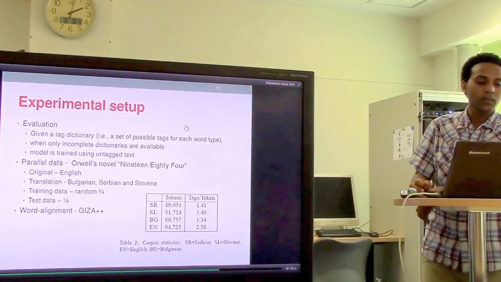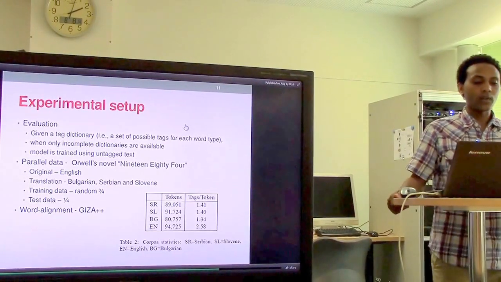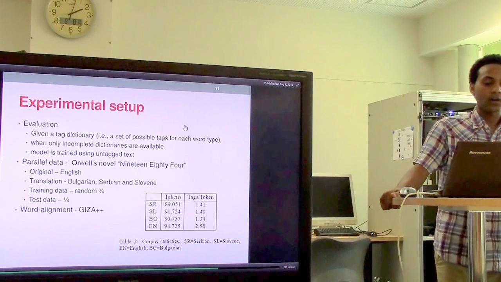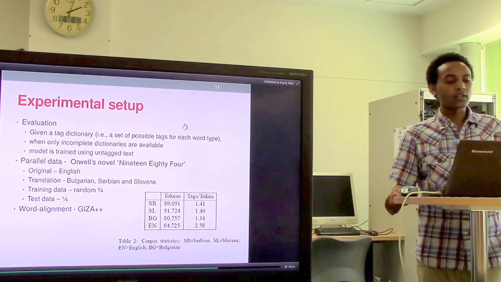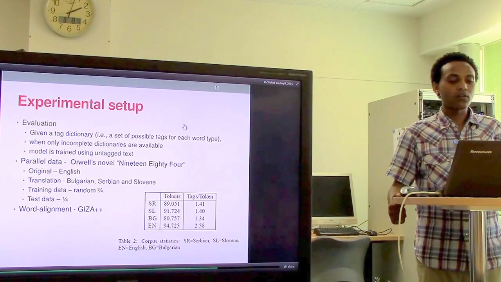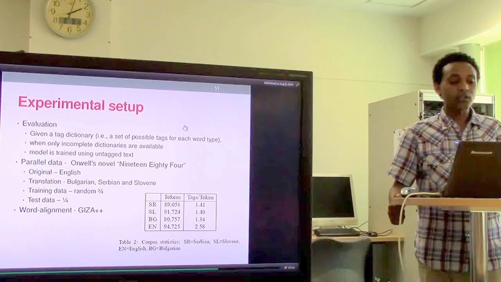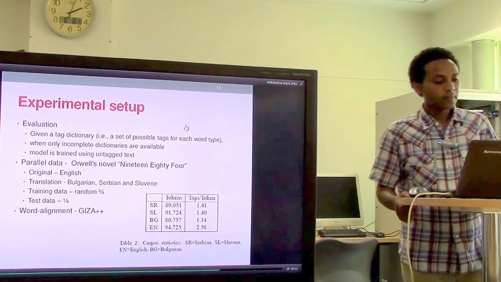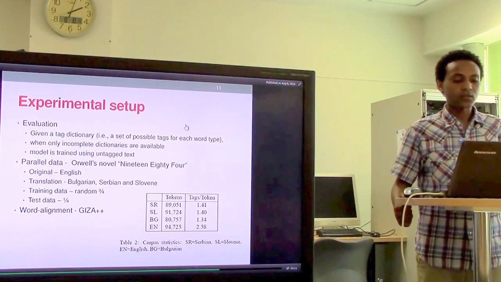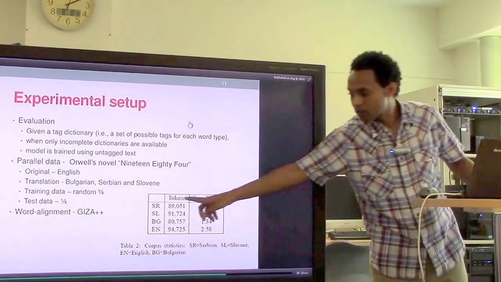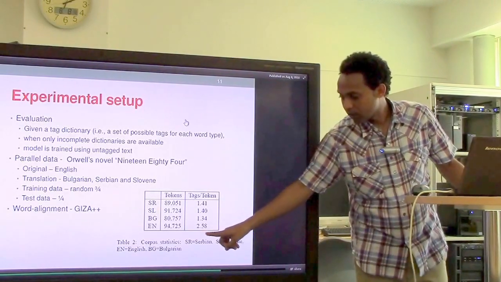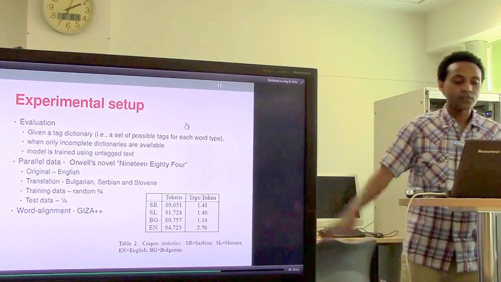So in their experimental setup, they evaluated on three different setups. One is when given a tag dictionary, or a set of tags for every word. Another one is when only incomplete dictionaries are available. And the third one is when the model is trained using untagged text, which is completely unsupervised. Their data is from George Orwell's novel 1984, originally written in English and translated into Bulgarian, Serbian, and Slovene. The training data is a random extraction containing 3/4 of the data, and the test data is the remaining 1/4. The statistics of the number of words are given here. As we can see from this tag token ratio, English is probably the most ambiguous language of these.